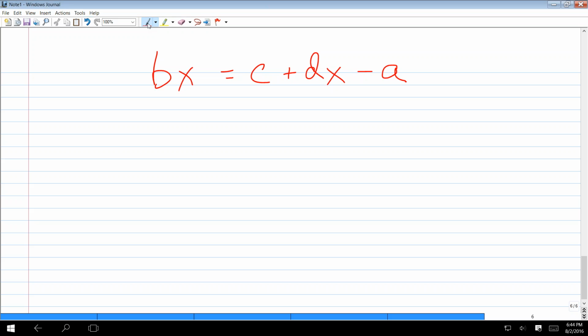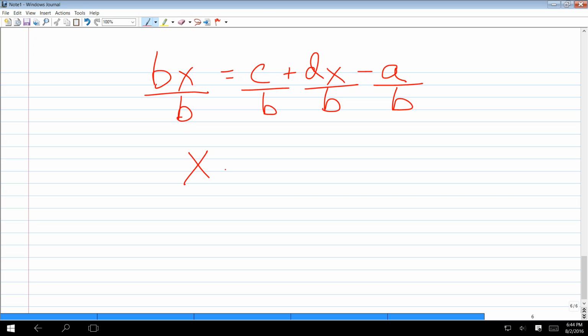Or divide bx by... First of all, remember I'm trying to solve for x. So you're saying divide this by b? Yeah. So that gives me this. Because remember, I have to divide both sides by b, and that means I have to divide every term on the right side by b.